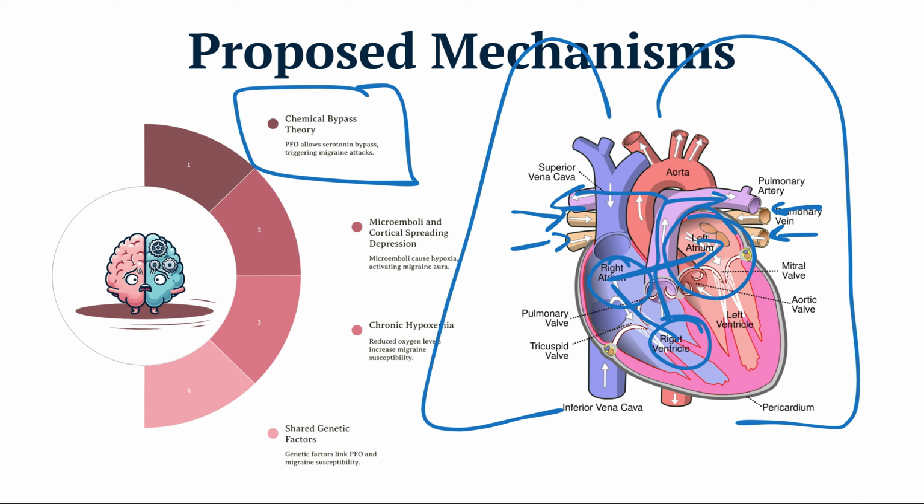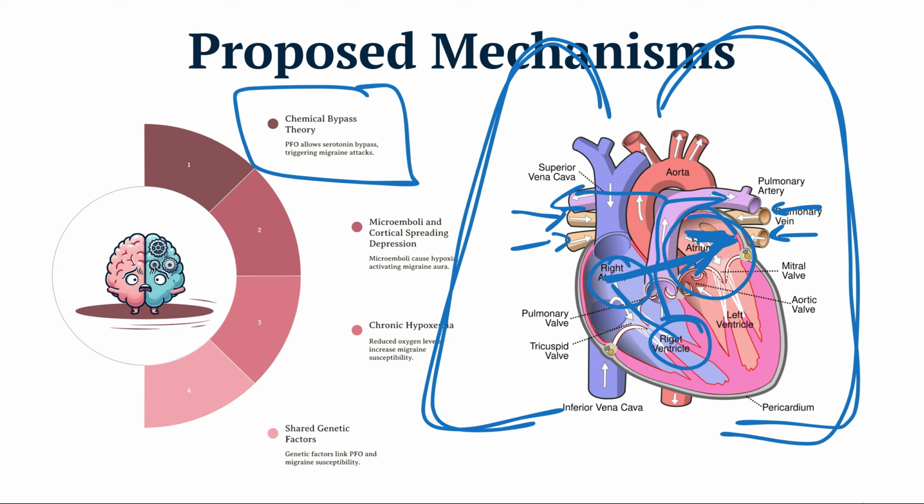So if we have blood that bypasses the lungs and goes directly into the left atrium, substances like serotonin, for example, can reach the brain in higher concentrations. And these substances can then trigger migraine attacks in susceptible individuals just by not entering the lungs, by avoiding the lungs.